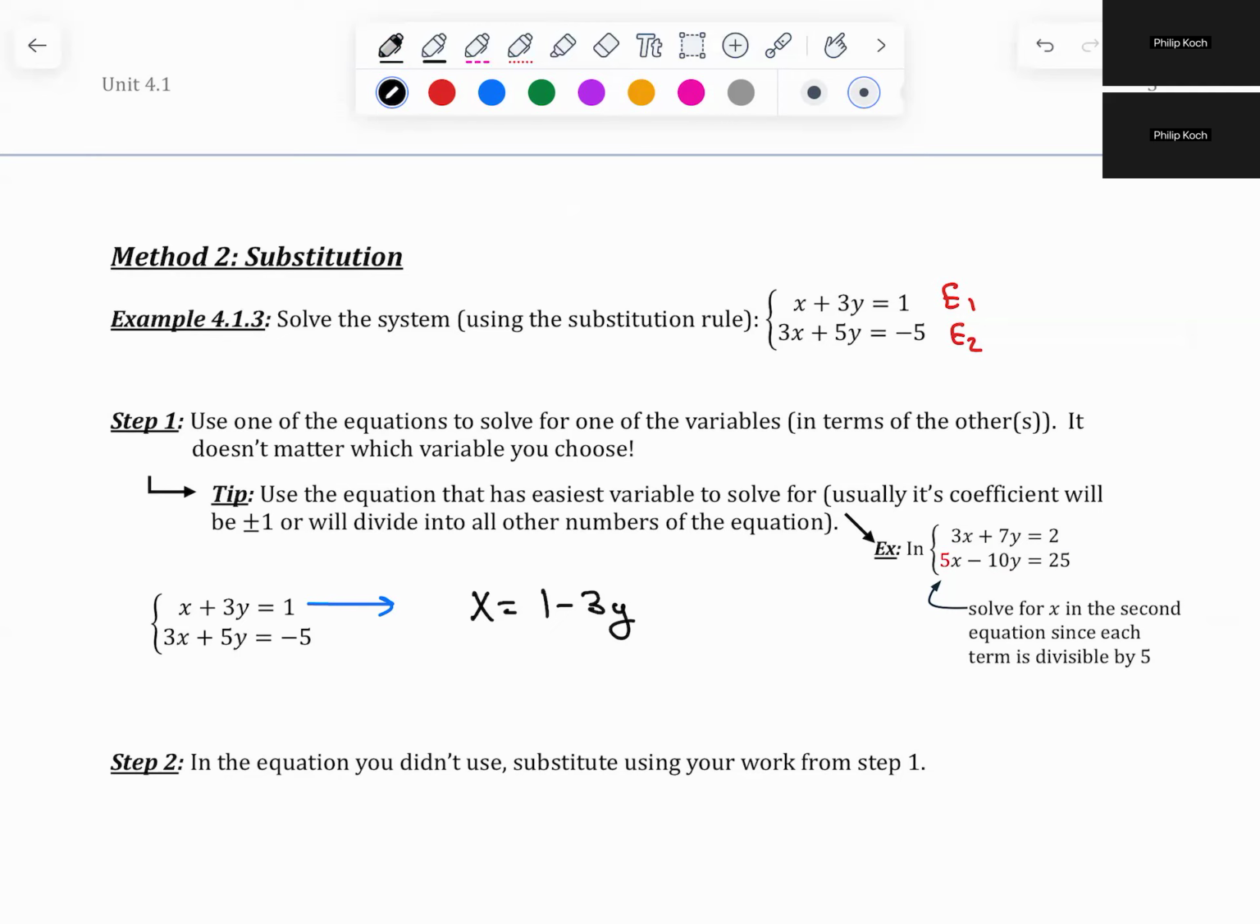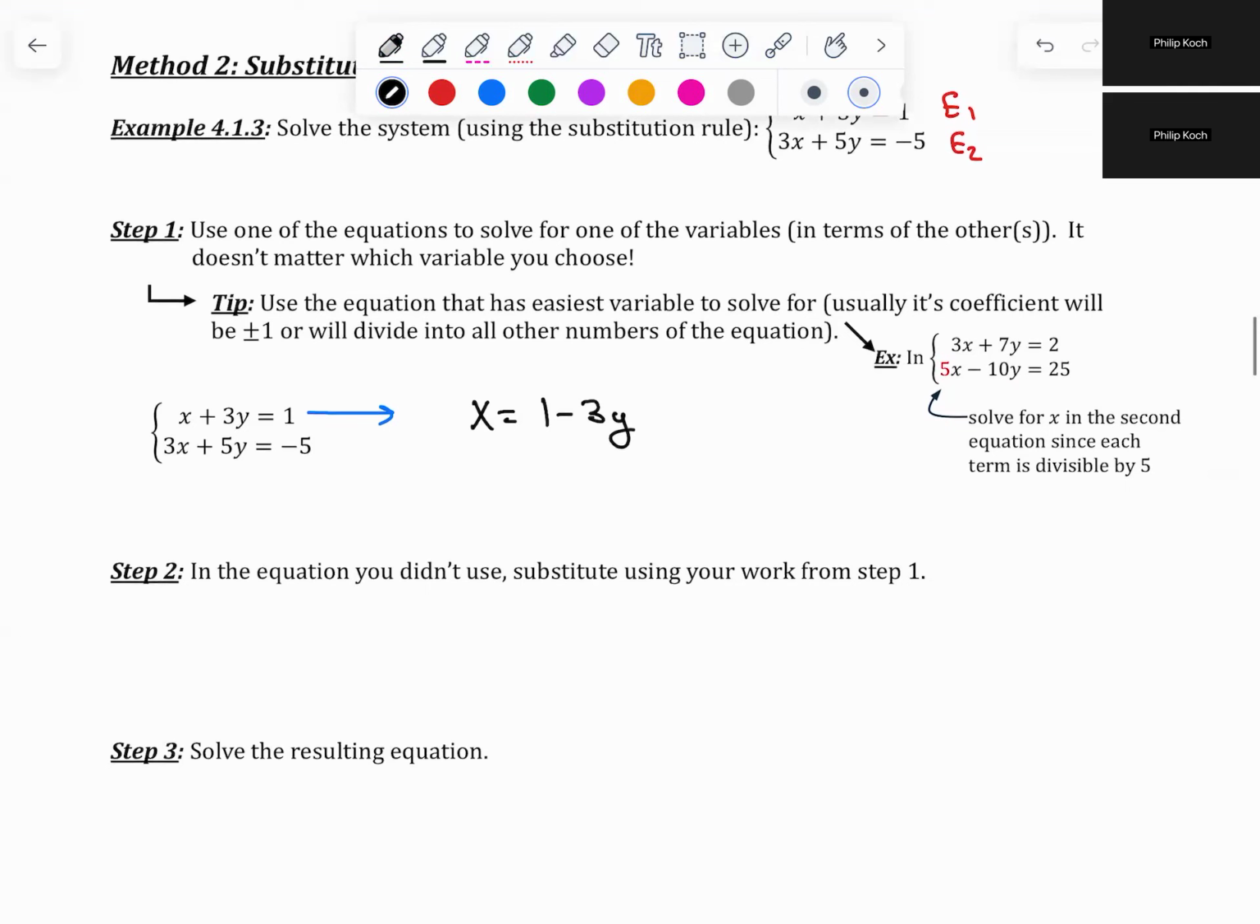That would be a perfect choice because I didn't need to do any division. I just need to subtract 3y from both sides, and I've already got x in terms of y. And then in the equation you didn't use, like let's underline that or highlight it, substitute the work you found from step 1 into it.